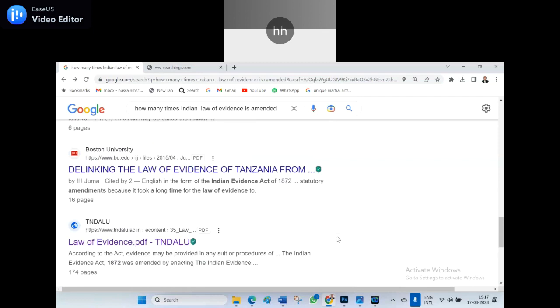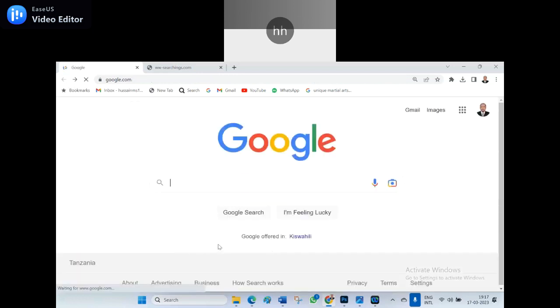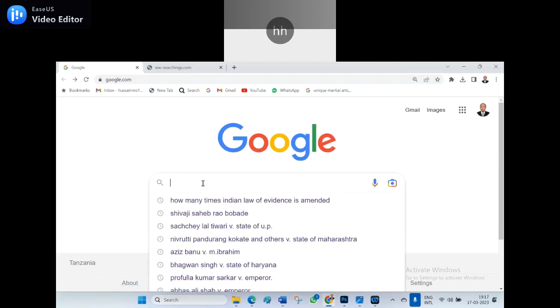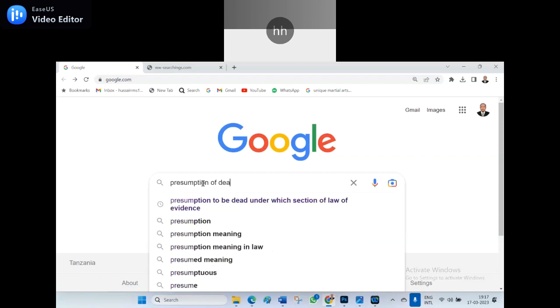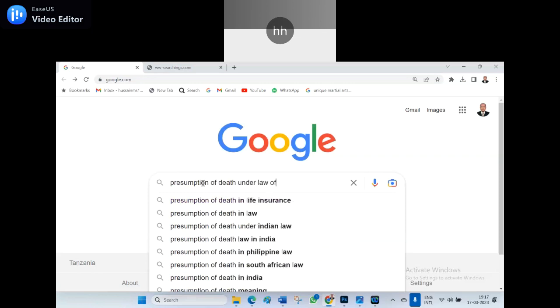Estoppel comes under which section of the law of evidence? 115. I appreciate. 115. What about res judicata? Section 11 of the CPC. Yes. Res judicata, Section 11. What is the presumption of death? Section 108, presumption of death. If a person has not been heard of for more than seven consecutive years, the person is presumed dead. Presumption of death under the law of evidence.